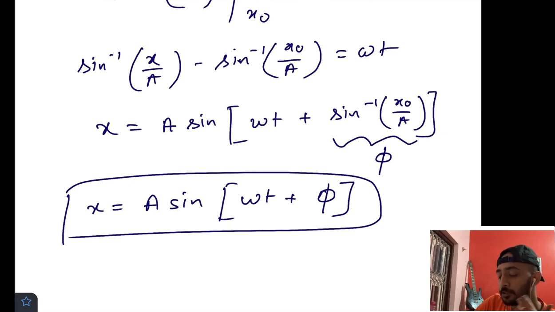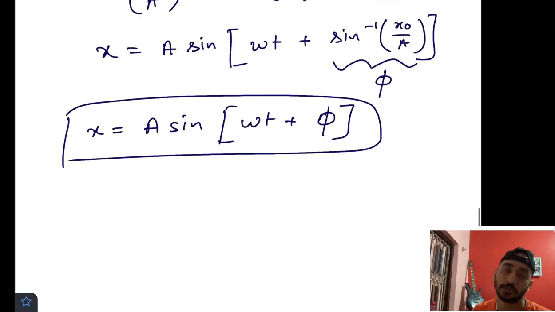Fine. So this is the foundation or the building block of this chapter, this variation of the position with time. Okay, now let me go through what we have done actually. Let me go through this whole section once again. Let us recap the whole thing again.